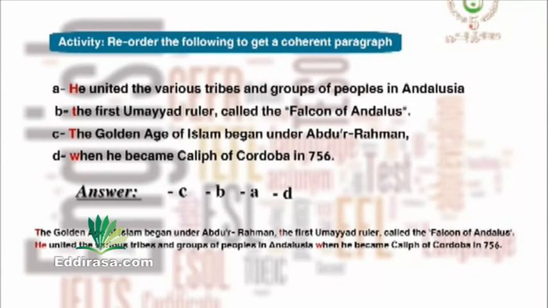Let's correct it. Which one is the first sentence? Good. The first sentence is C. The golden age of Islam began under Abdurrahman. Then it's followed by B. The first Umayyad ruler called the Falcon of Andalus. The next sentence, he united the various tribes and groups of peoples in Andalusia. And the last one, when he became Caliph of Cordoba in 756. Good.